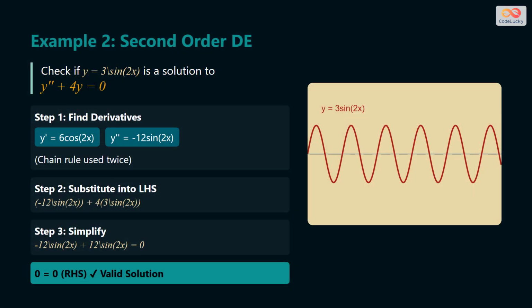Here is a second-order example involving trigonometry. We need to check if y equals 3 sine of 2x satisfies y double prime plus 4y equals 0. After finding the first and second derivatives, we substitute them in. The terms cancel out perfectly to give 0, confirming it is a solution.